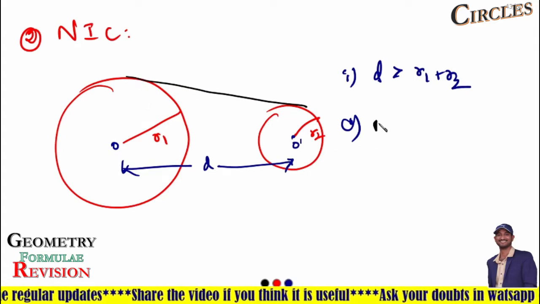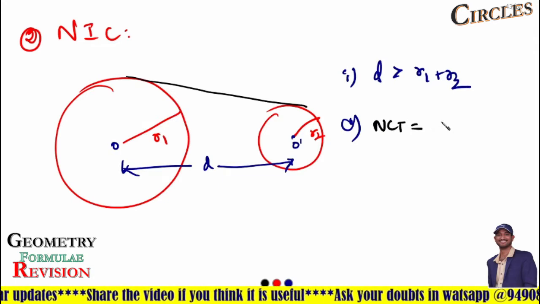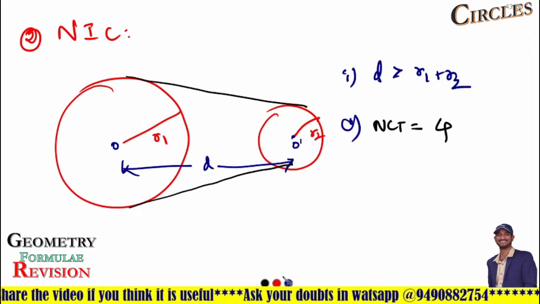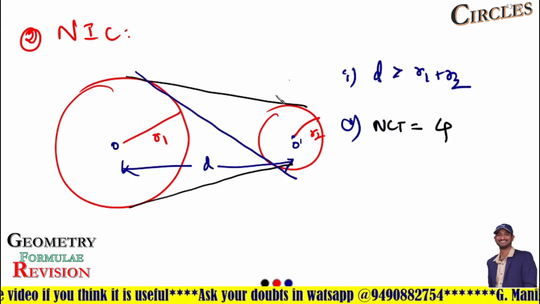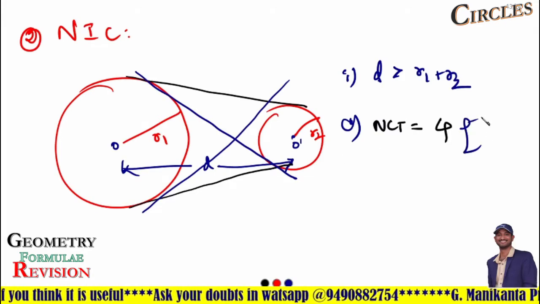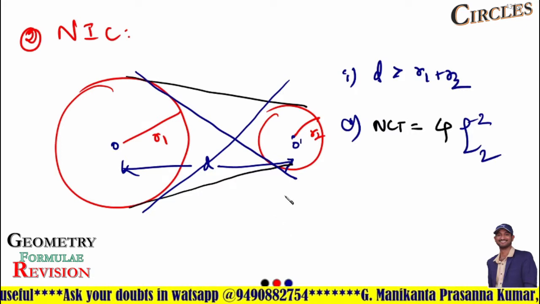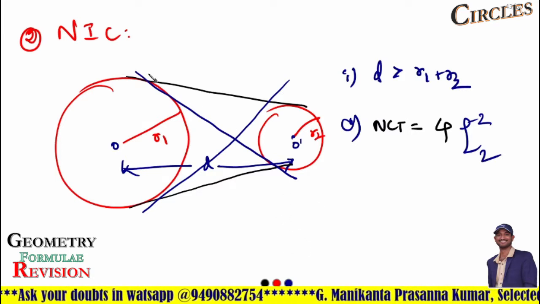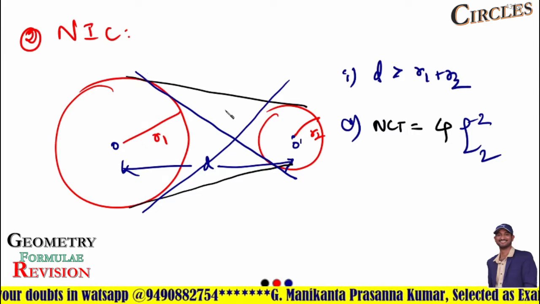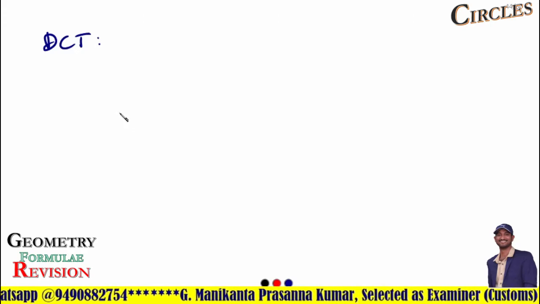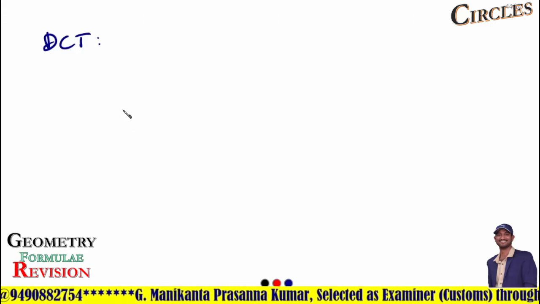So first, the number of common tangents is equal to 4. Out of 4, 2 are direct and 2 are transverse. 2 direct, 2 transverse. Okay. Next, first we will discuss direct common tangents, their properties, the length of the direct common tangent, and the formulas for direct common tangents.